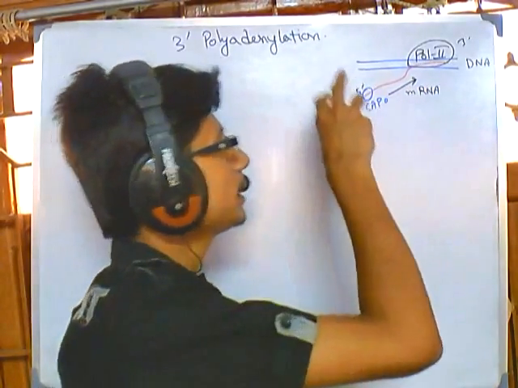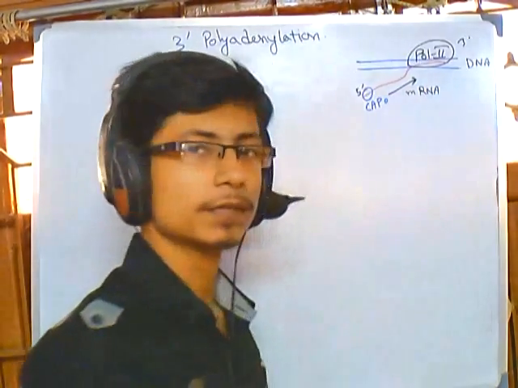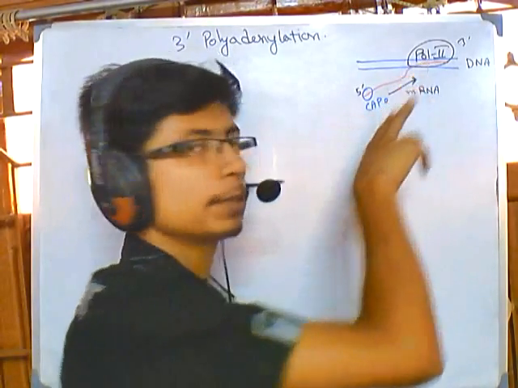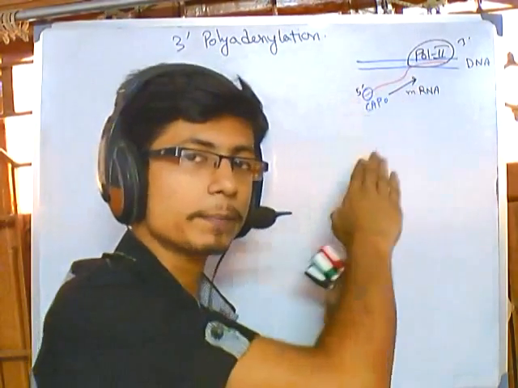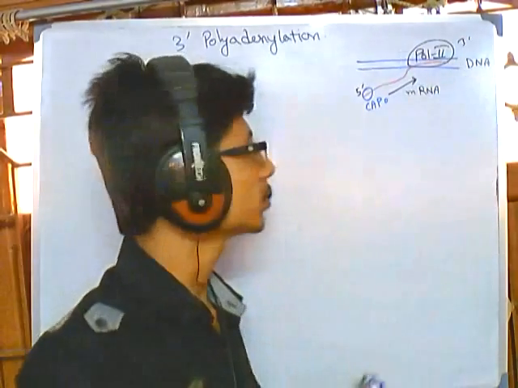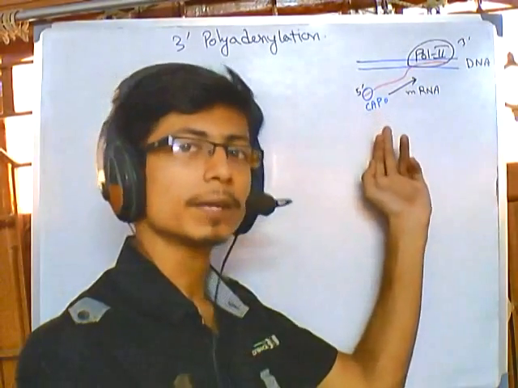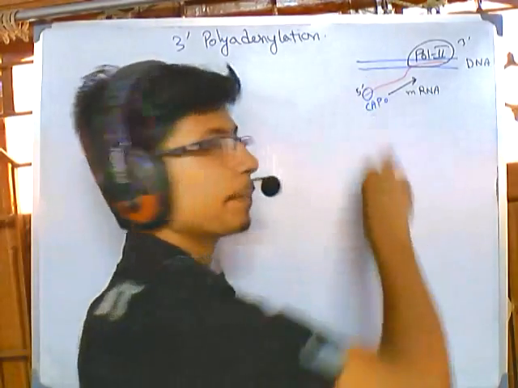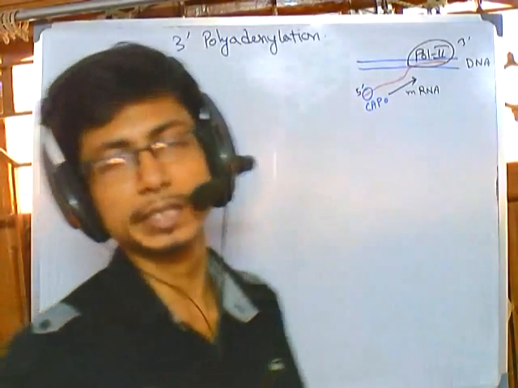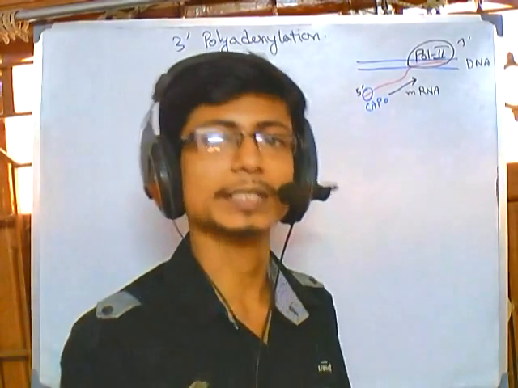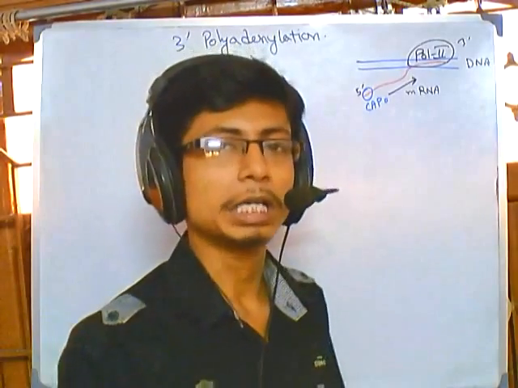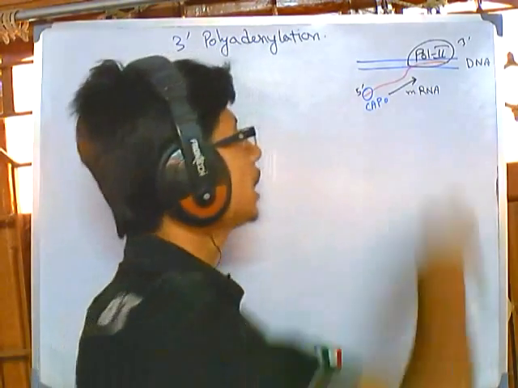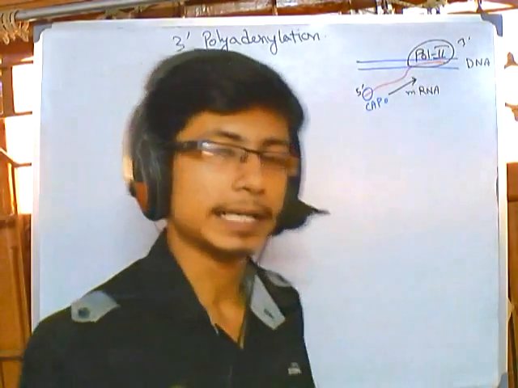5 prime capping happens just after the production of the 5 prime region, because the direction of mRNA synthesis is always from 5 prime towards the 3 prime. So after producing the 5 prime end, 5 prime capping is done. We have seen what capping is, its importance, and the mechanism of capping in our different videos. Now in this video we'll be looking at the 3 prime polyadenylation.